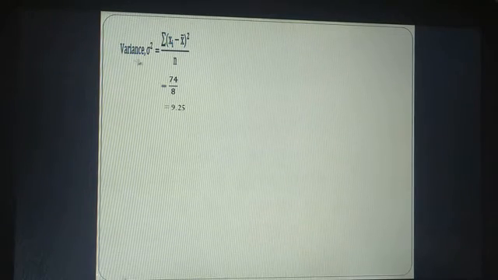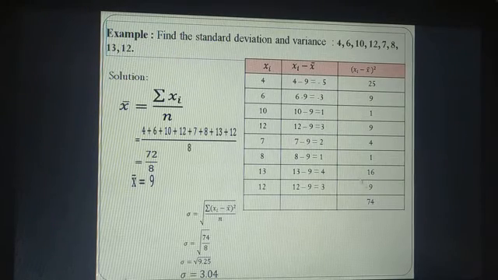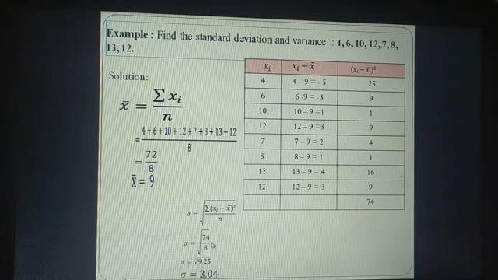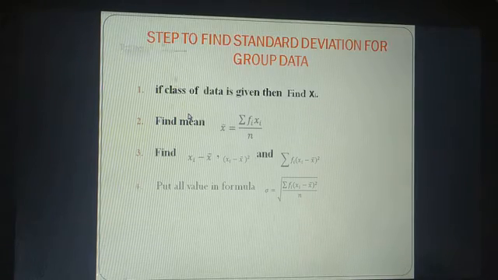Now variance is the square of standard deviation. The formula is sigma square is equal to sigma (xi minus x bar) whole square upon n. So sigma (xi minus x bar) square is 74 and n is 8. So 74 by 8 is 9.25.